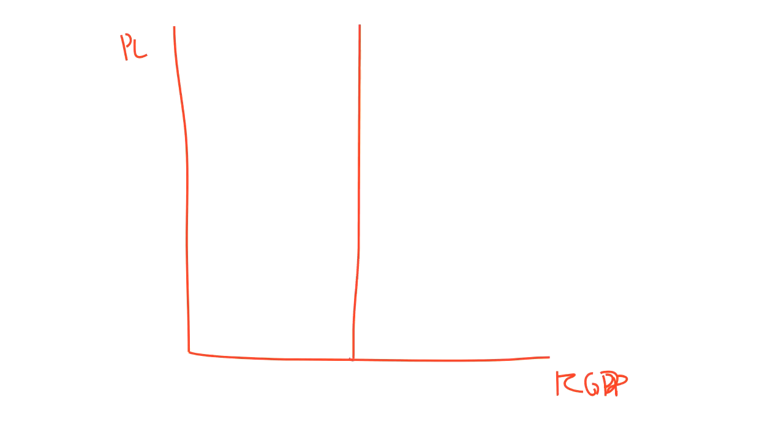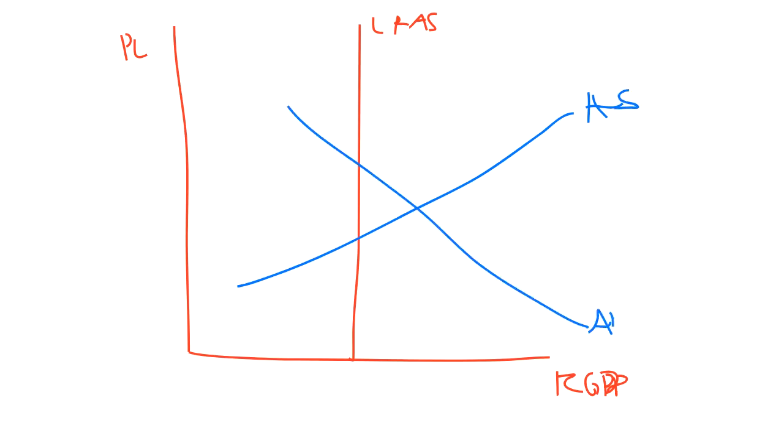First thing I'm going to do, price level, real GDP, right? First thing I'm going to do is draw my LRAS, because that's where I want to be, right? But what if I'm presented with a situation where instead of being on star marks the spot, my equilibrium point is elsewhere. So let's say I've got an aggregate supply line that comes here and an aggregate demand line that's here.